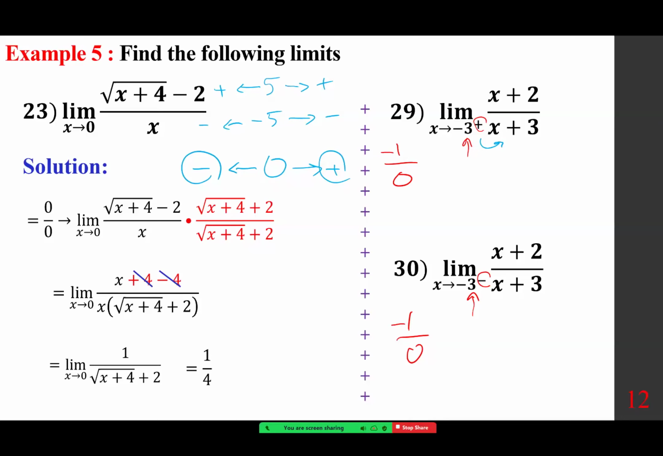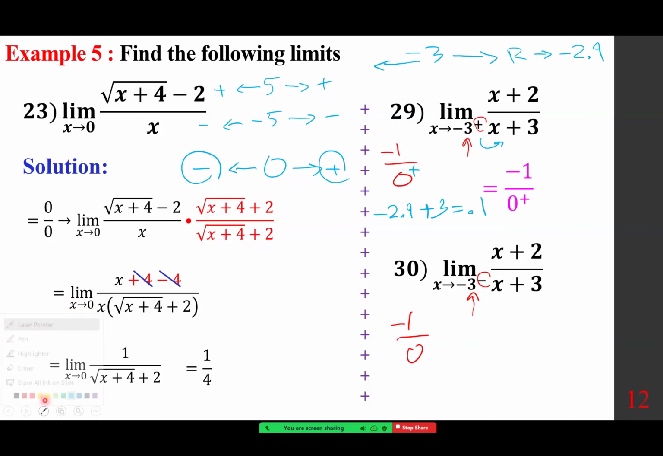Negative 3 from the right, class. Here's negative 3. The right side example is negative 2. So I'm going to say, let's say negative 2.9. So negative 2.9 plus 3 gives me positive 0.1. I'm just interested in the sign here, positive, okay? Whereas here, negative 3 from the left. Example of that would be negative 4 or negative 3.1. So negative 3.1 plus 3 gives me negative 0.1. So this is negative. So what is the difference, class? Negative over positive gives you negative infinity. Negative over negative gives you positive infinity.